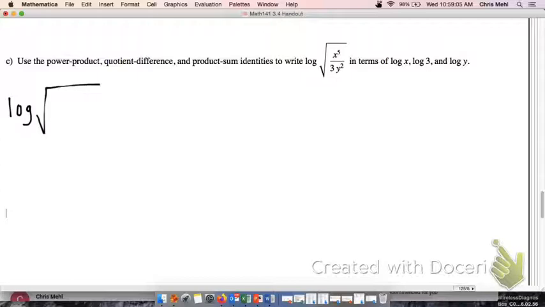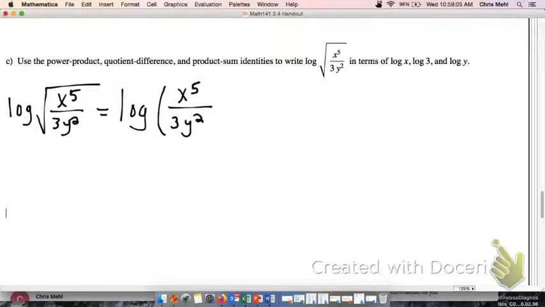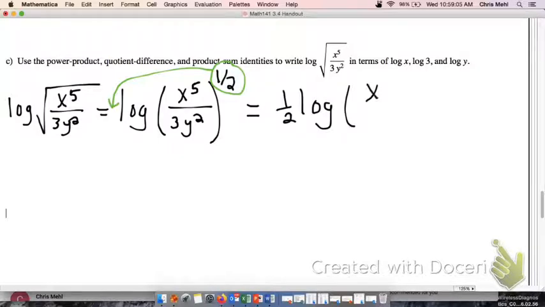Okay. So if I do logarithm of the square root of x to the 5th over 3y squared, the first step is going to be to recognize that a square root is really just the same as taking the 1/2 power. Okay. Then what I would do from here is probably use the power product identity to pull the 1/2 out front. So this would equal 1/2 times log of x to the 5th over 3y squared.